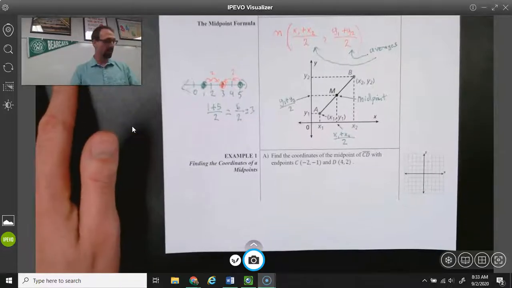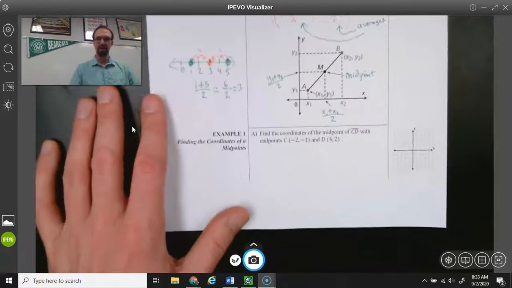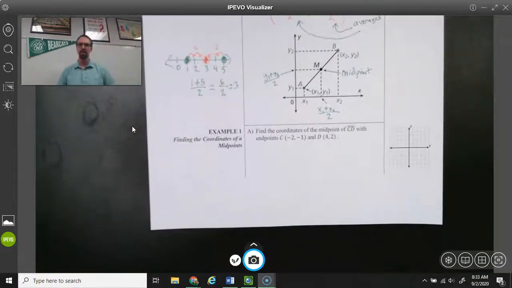Welcome as we go over Example 1 of the Unit 1 Day 4 notes for AG2. Here we have finding the coordinates of the midpoints. So we're going to find the coordinates of the midpoint of line segment CD, make sure you say it right, with endpoints C at -2, -1, and D at 4, 2.